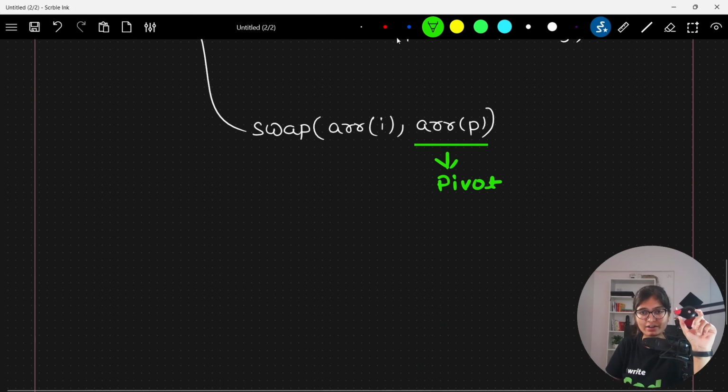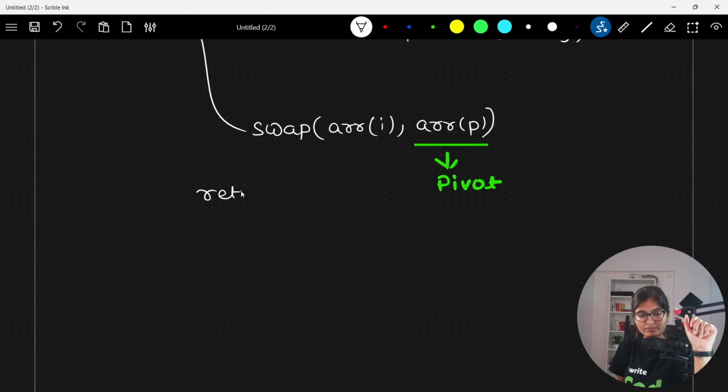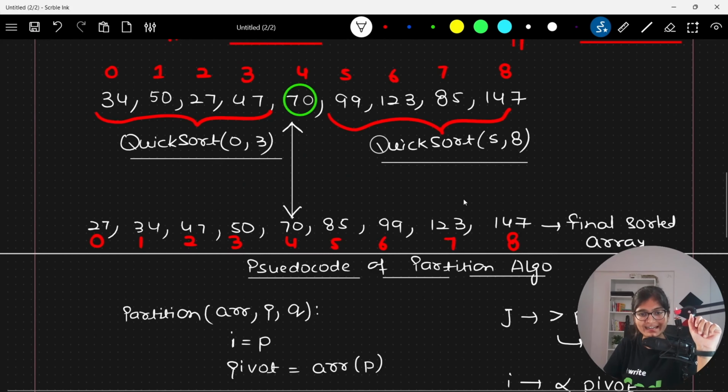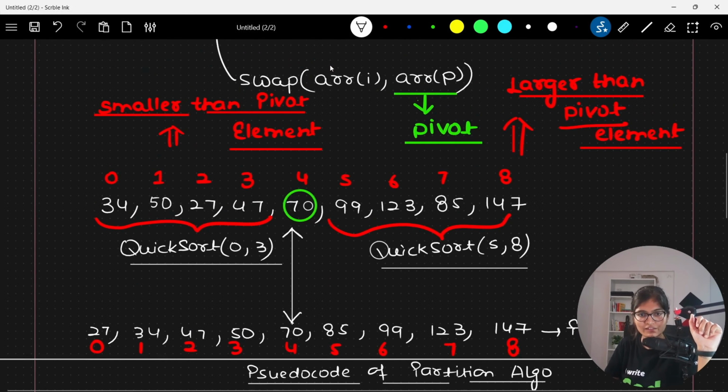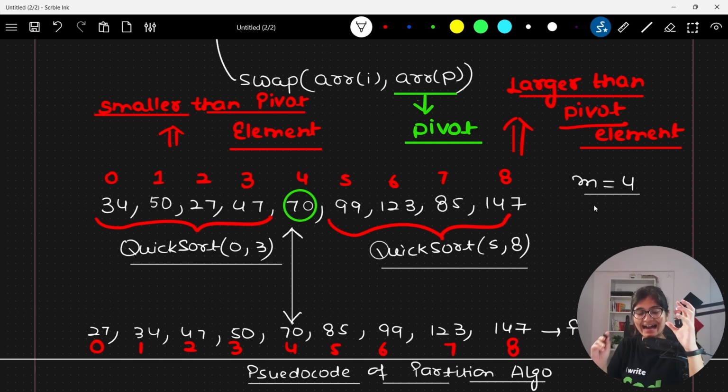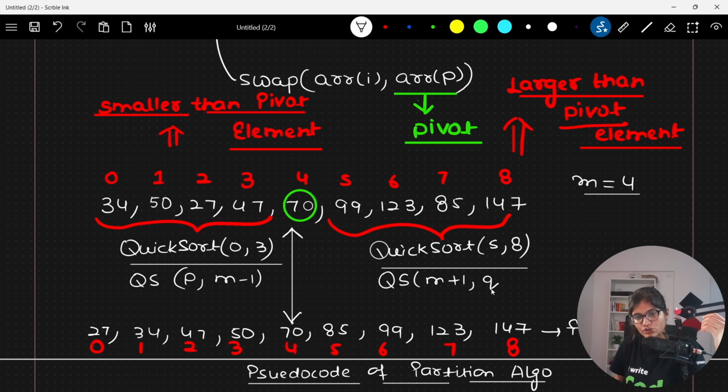In this algorithm, finally we will be able to return the value of i. We will be able to return the index of this value 4. So this partition algorithm will return me the value of m, which is the middle value, as 4. So that I will call the recursive function from the value of p to the value of m minus 1. And so here the quicksort will call from p to m minus 1, and here the quicksort will call from m plus 1 to the value of q.